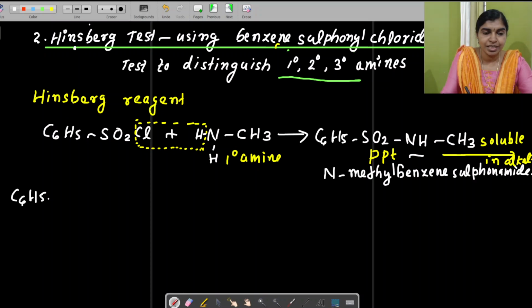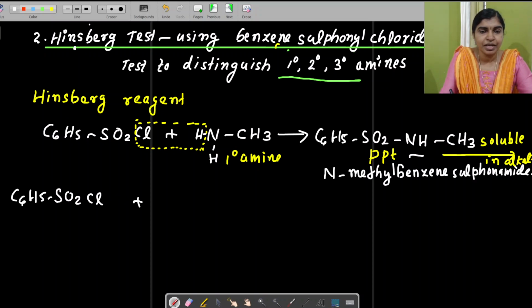That is C6H5SO2Cl, benzene sulfonyl chloride, reacting with a secondary amine. How will you write a secondary amine here? Yes, you can take 2 carbon members in the secondary amine.